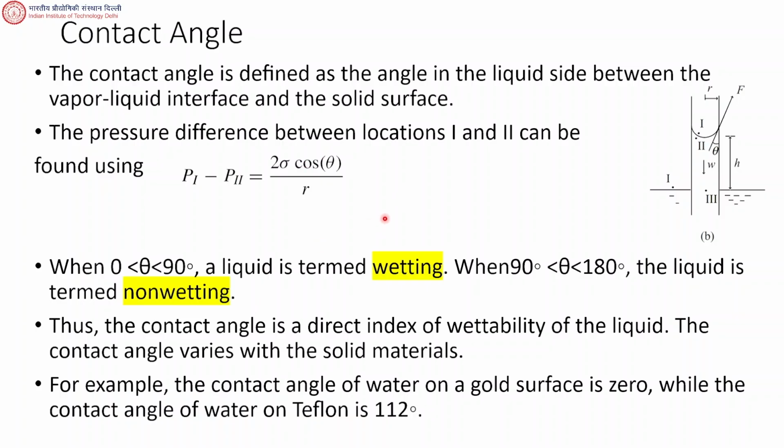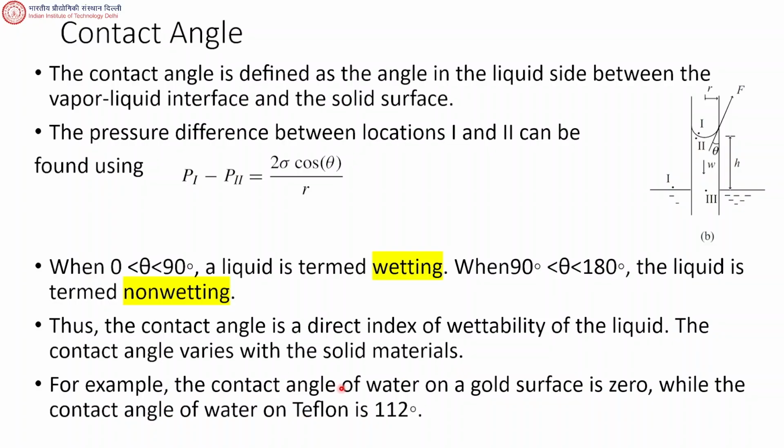If theta is less than 90 degrees, we say that the liquid is wetting. And when theta is between 90 and 180, you say that the liquid is non-wetting. So contact angle is an index of the wettability of the liquid. Wettability is a technical, scientific term. This contact angle varies with solid materials. So all these things depend on combinations, right? It depends on the liquid-solid combination that we are talking about.